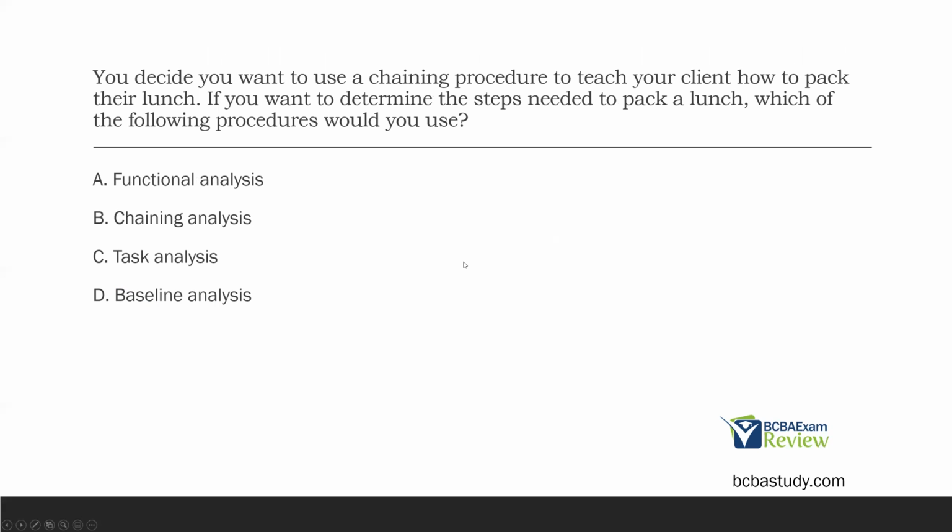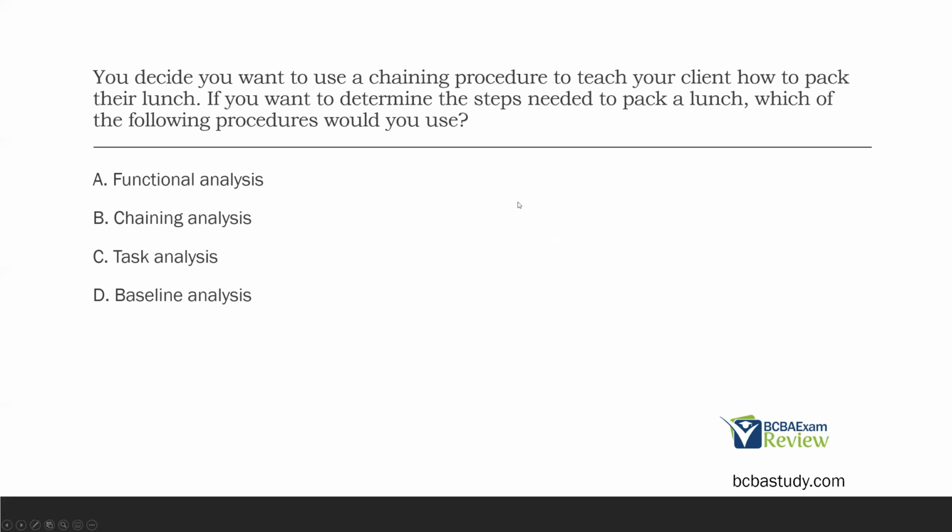You decide you want to use a chaining procedure to teach your client how to pack their lunch. If you want to determine the steps needed to pack a lunch, which of the following procedures would you use? Seems like a pretty straightforward question to me. We're talking chaining procedures. And when we talk chaining procedures, there's not a whole lot to think about, right? What terms do we know related to chaining? Well, we have task analysis, we have task chaining, forward chaining, backwards chaining, total task chaining, and a behavior chain interruption strategy. Chaining is very straightforward.